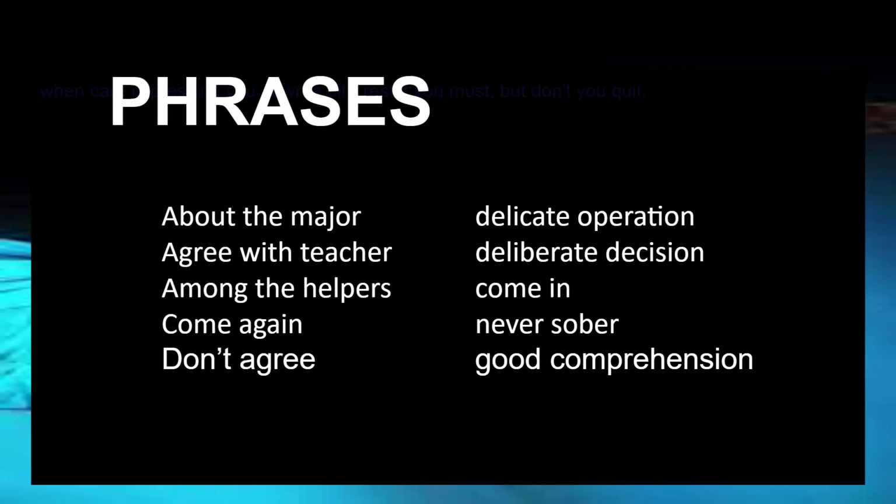We don't say "come again," we say "c'magain." Why? Because the A in "again" is a schwa sound. Let's go to the next. Don't agree. The A in "agree" is a schwa sound, so "d'nagree."